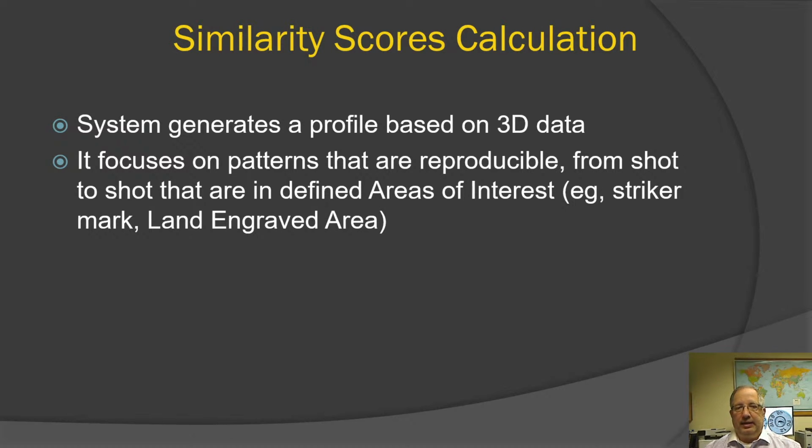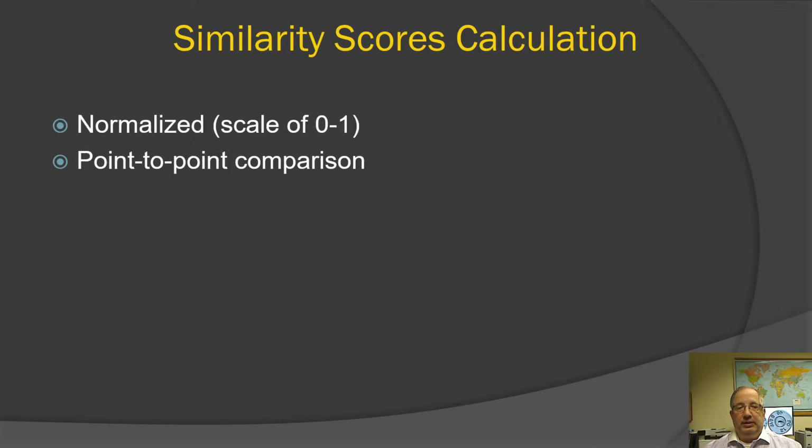And what we're going to look at is the defined areas of interest, like the striker mark or a land engraved area, traces like grooves, things of that nature. We're going to use these automated comparisons to try and come up with a similarity score, which will give us a representation to show what is a possible match within the database.